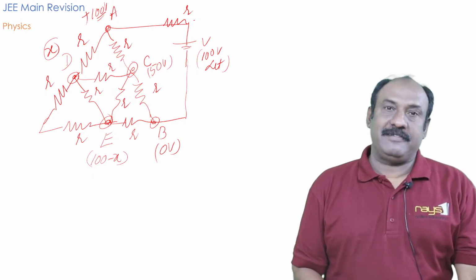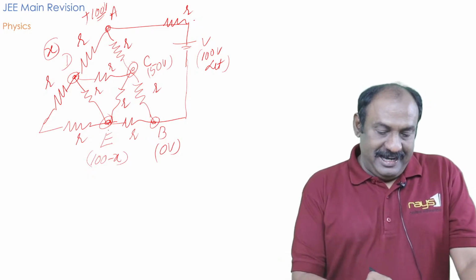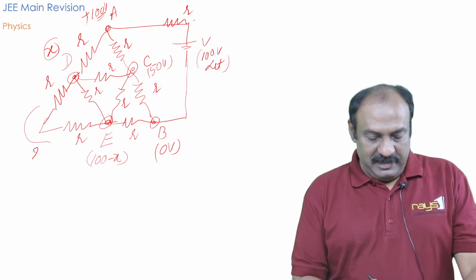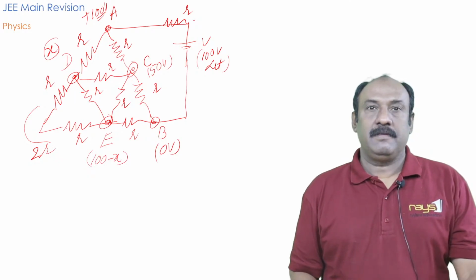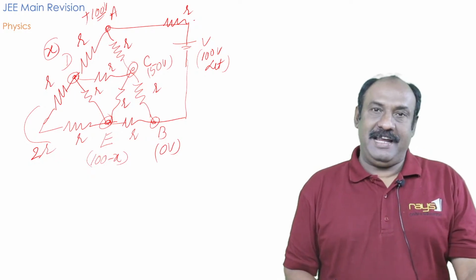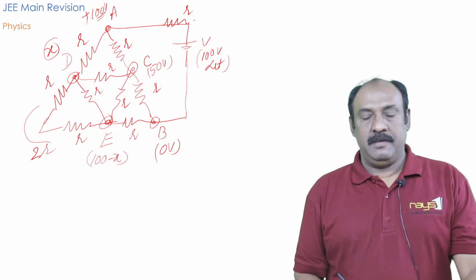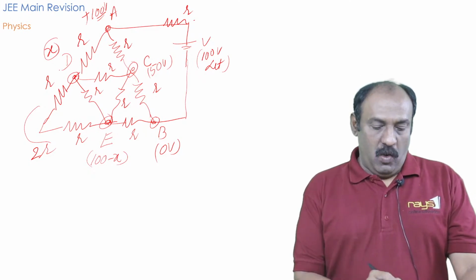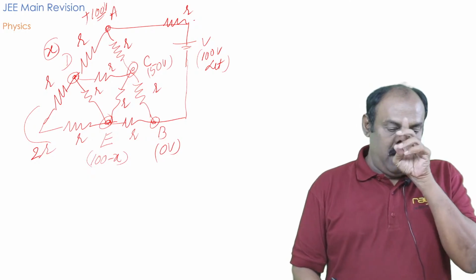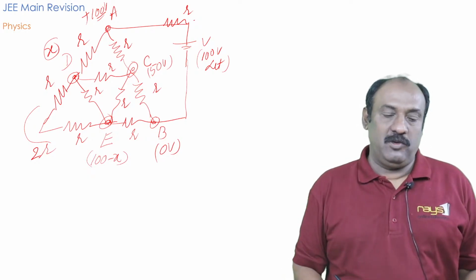Okay. Next, along the path ADE there are 3 resistors, R, R and R. But 2 of these resistors are connected in series along this path. So let the potential at point D be X. Then what will be the potential at point E? 100 minus X. So there are 3 nodes, 3 junctions. How many unknown values are there here? Only one unknown, X.